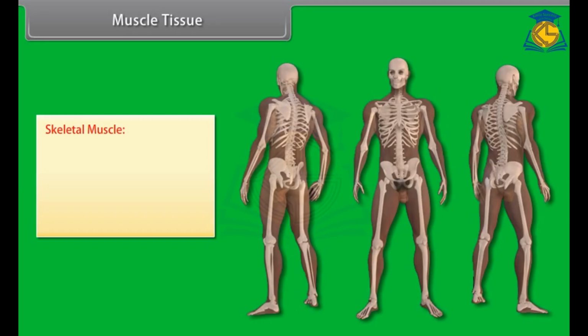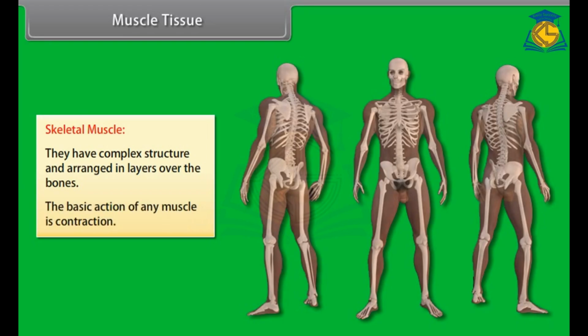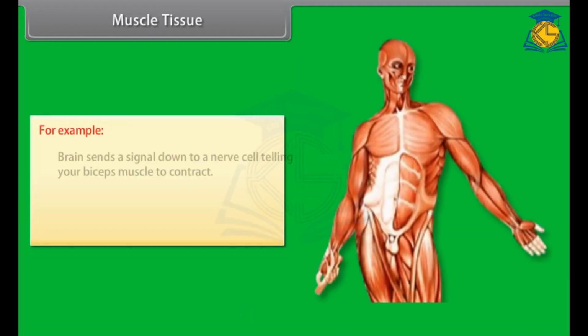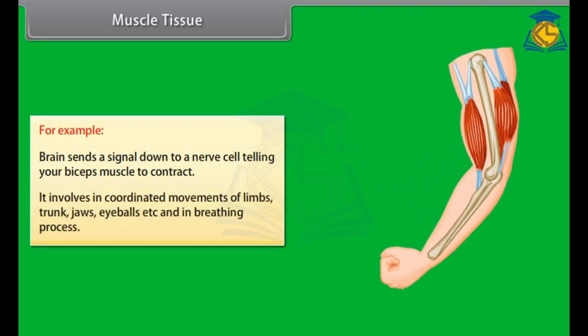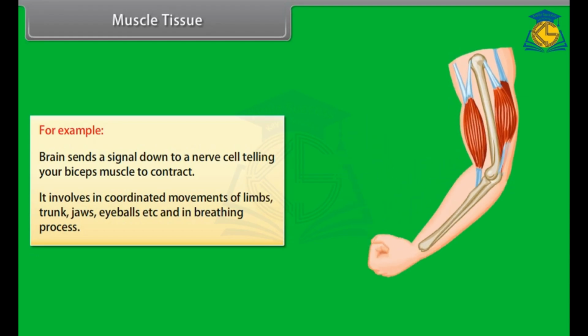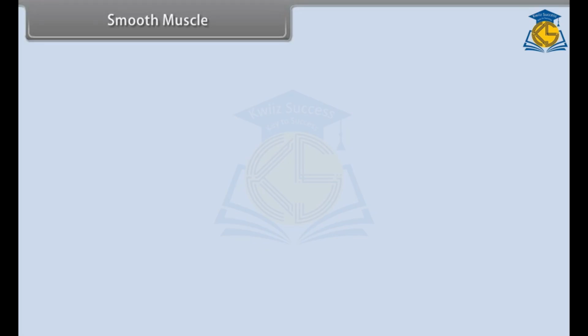Skeletal muscle. They have complex structure and are arranged in layers over the bones. The basic action of any muscle is contraction. For example, the brain sends a signal down to a nerve cell telling your biceps muscle to contract. It is involved in coordinated movements of limbs, trunk, jaws, eyeballs, etc. and in the breathing process.